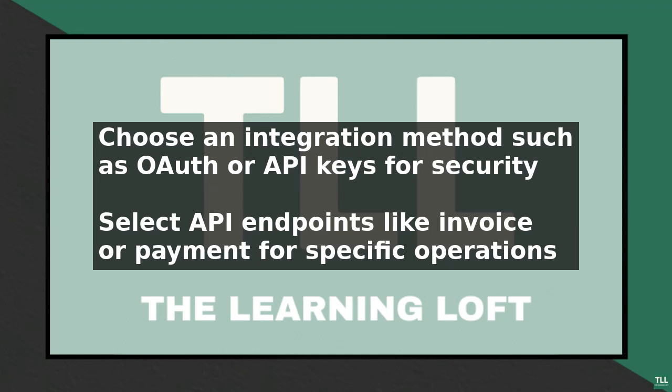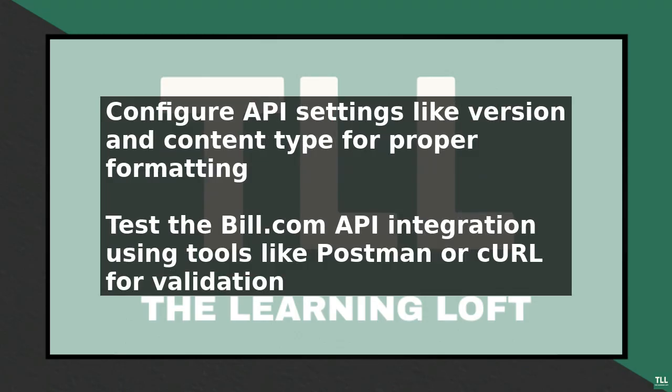After selecting the API endpoints, you need to configure the API settings, such as the API version and the content type. The API version determines the format of the API responses, while the content type determines the format of the API requests. To test the Bill.com API integration, you can use a tool such as Postman or curl to send API requests to the Bill.com API. You can also use the Bill.com API documentation to find code samples and examples in various programming languages.